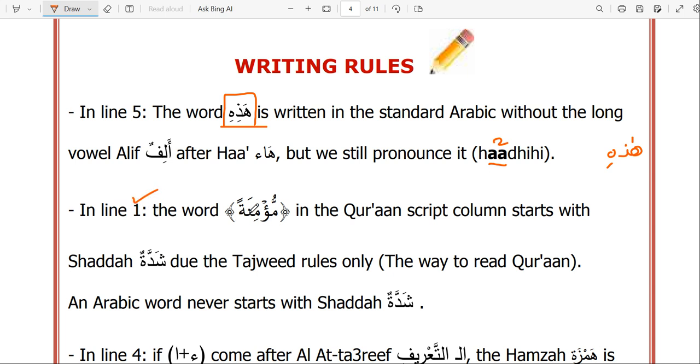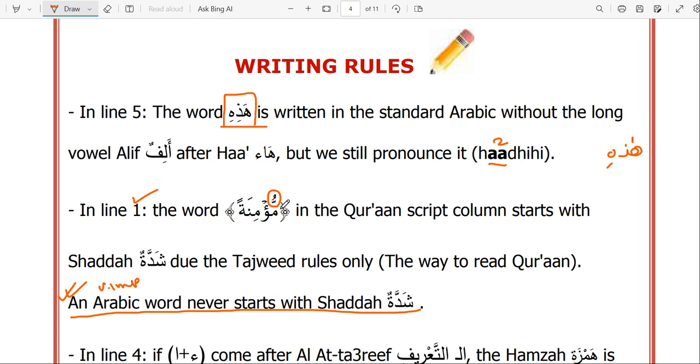In line number 1, the word mu'minatan. In Quranic script, what you can see is there is a shadda on meem, but it is due to some tajweed rules. When you learn tajweed, you will understand why shadda is coming. But know that in proper Arabic, no word starts with shadda. So this is a very important point. No word starts with shadda. Please keep this in mind. Very important. This is just due to some tajweed rules.